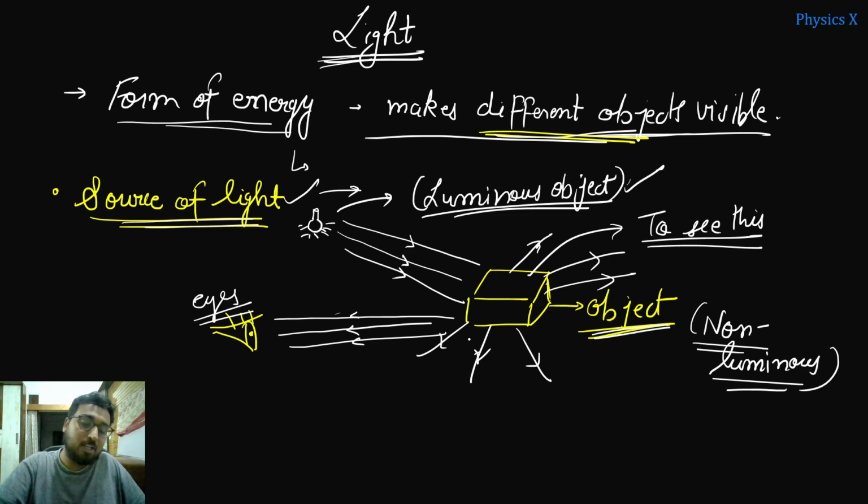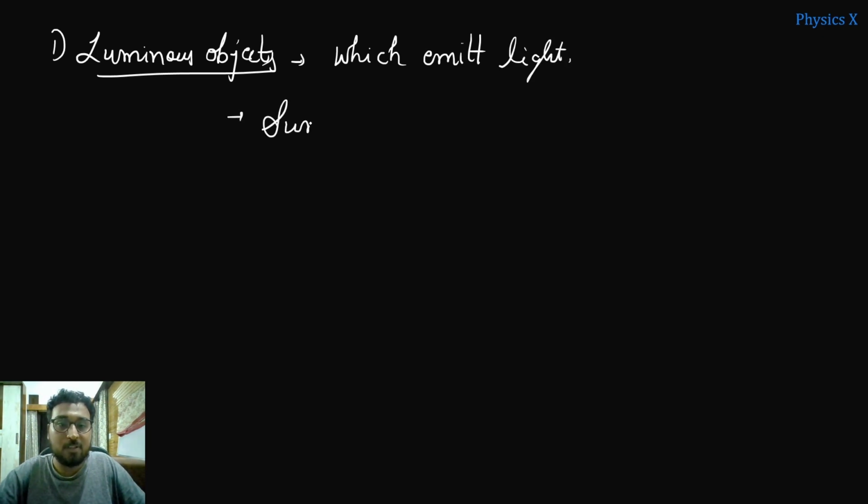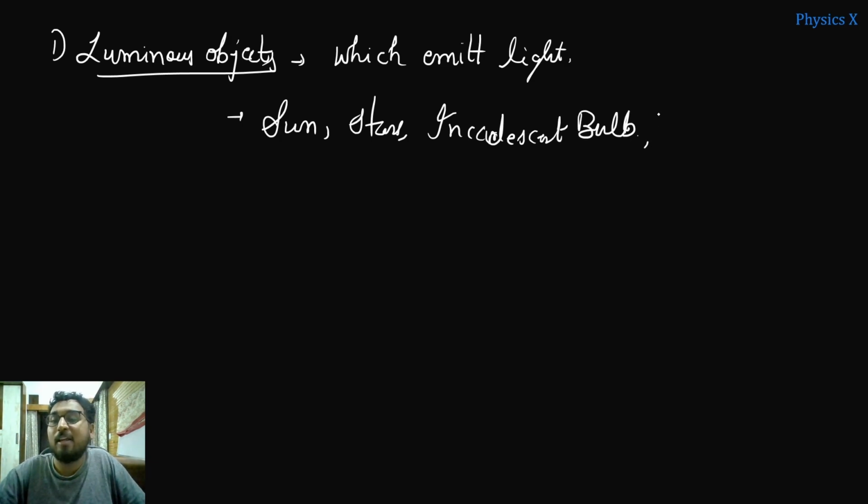So what can be your luminous objects? If I talk about two categories of objects, the first will be luminous objects, which are those which emit light. The natural ones are obviously the sun and the stars, right? And others can be your incandescent bulb, your LEDs, or anything which is emitting light.